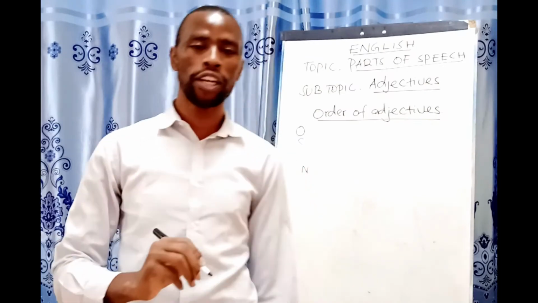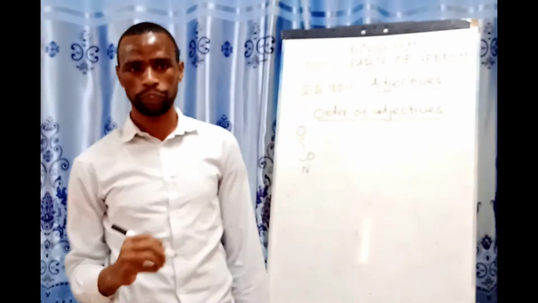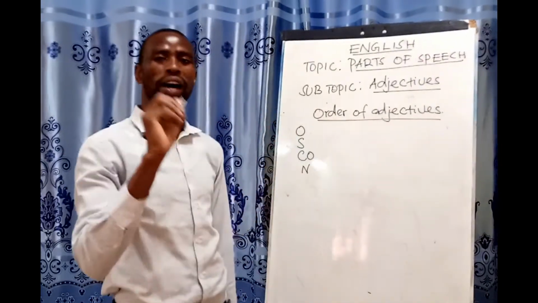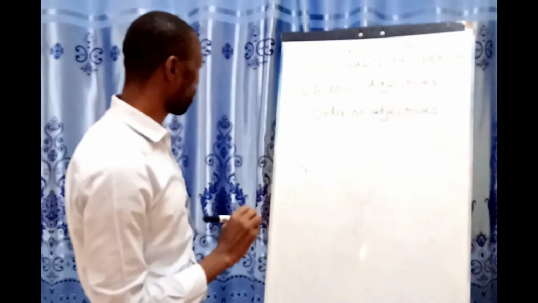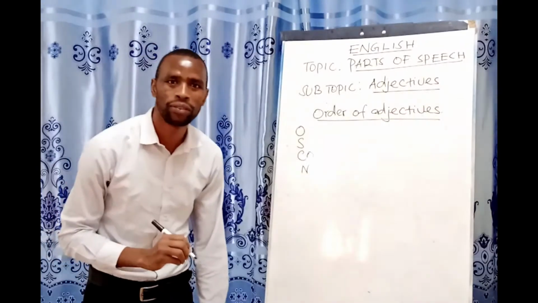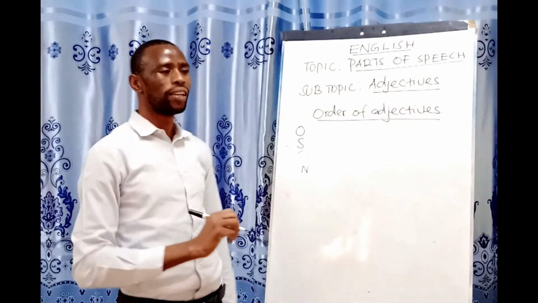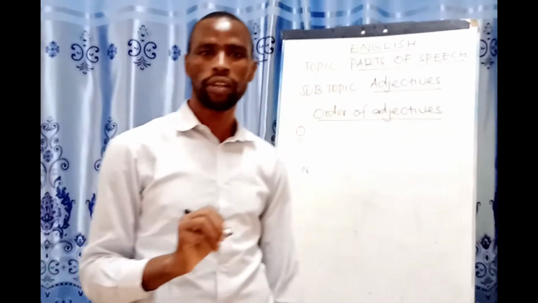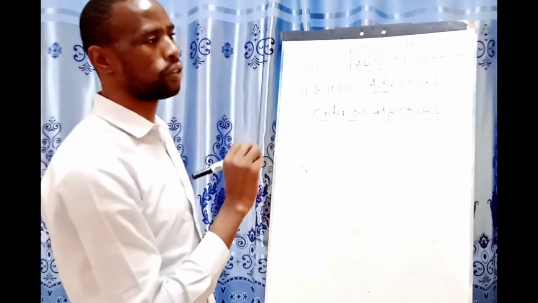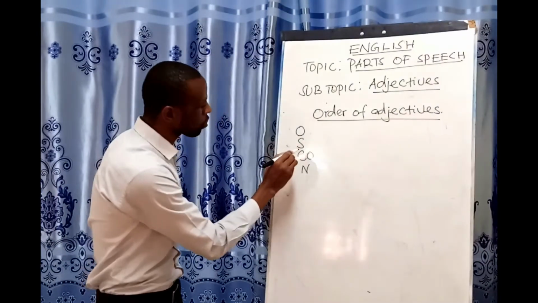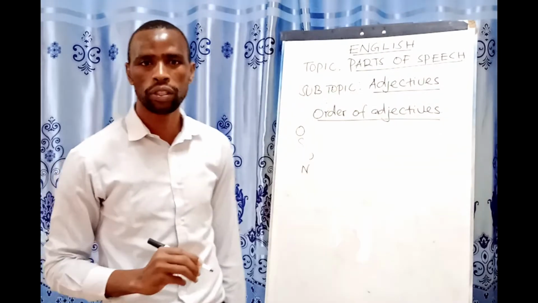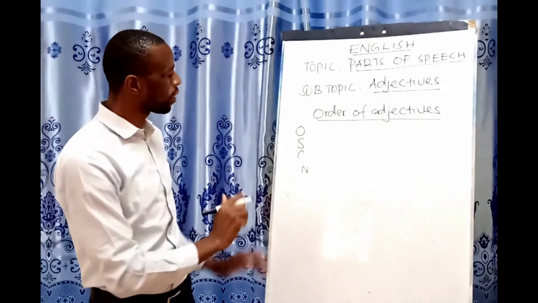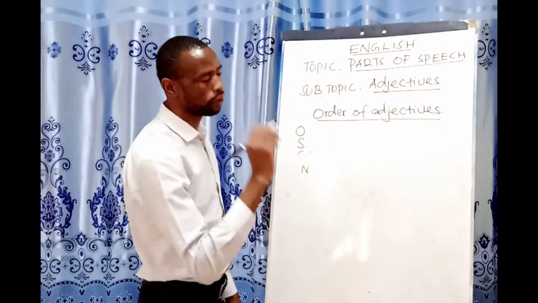I've written a very funny word on the board here, but I want us to read the word downwards. Try to read the word. Good. The word that I've written there is OSCON. What is that? I want to explain what is meant by OSCON.